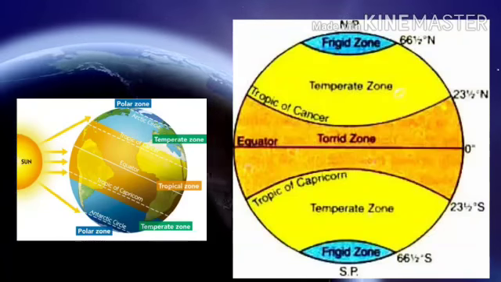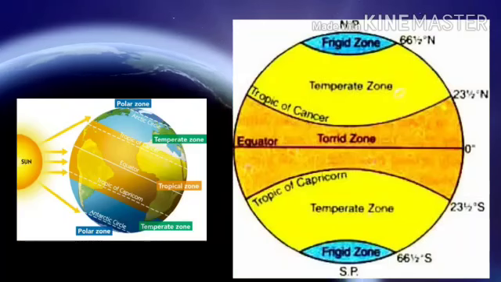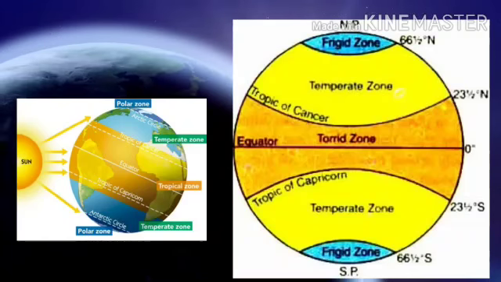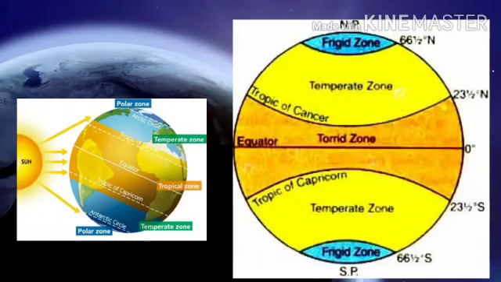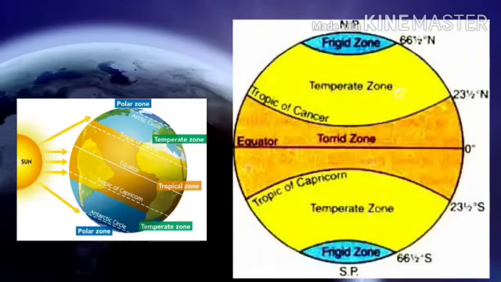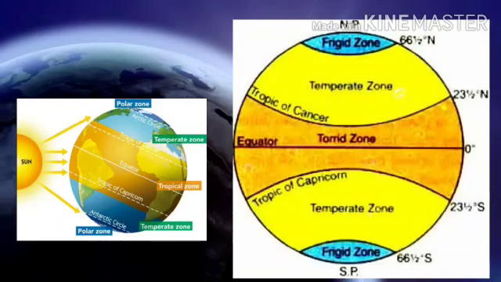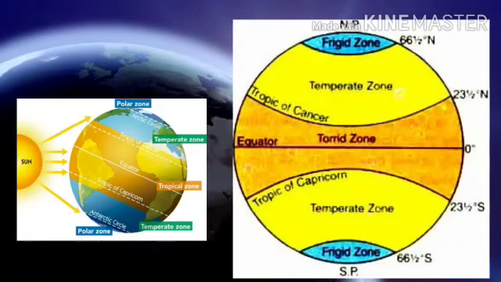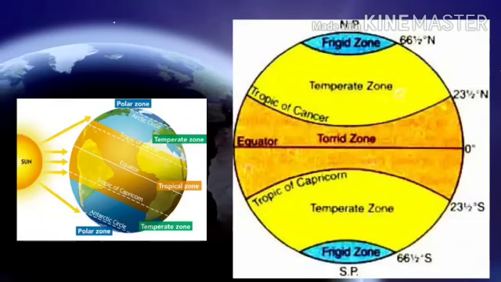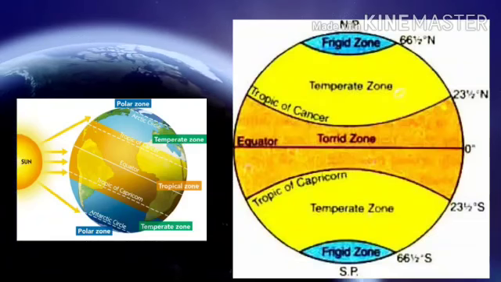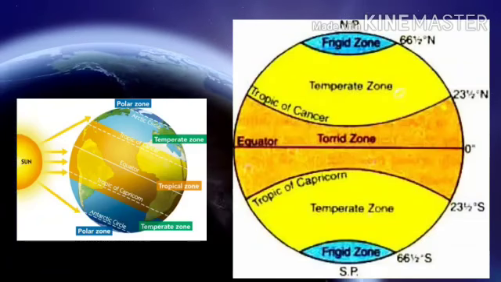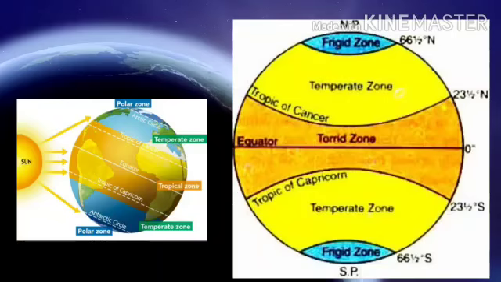Frigid zone. It is the coldest region. This zone is found between 66.5 north to 90 degree north, Arctic Circle to North Pole, and 66.5 degree south to 90 degree south, Antarctic Circle to the South Pole. The temperature in this zone is very low due to the slanting rays. The rays are bent. In summer the temperature is slightly high and the winter temperature is low.